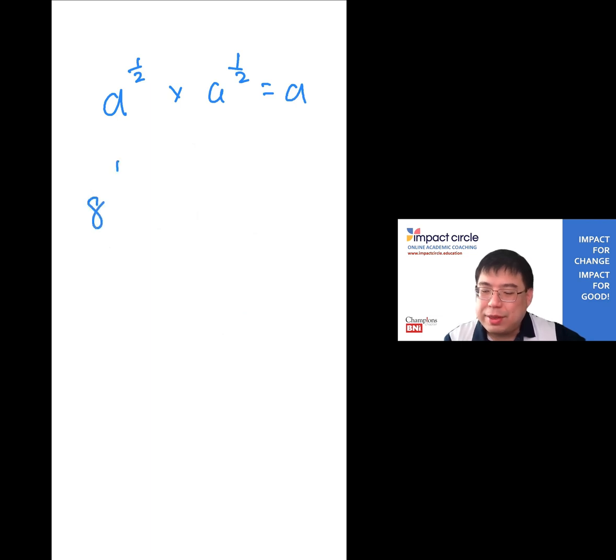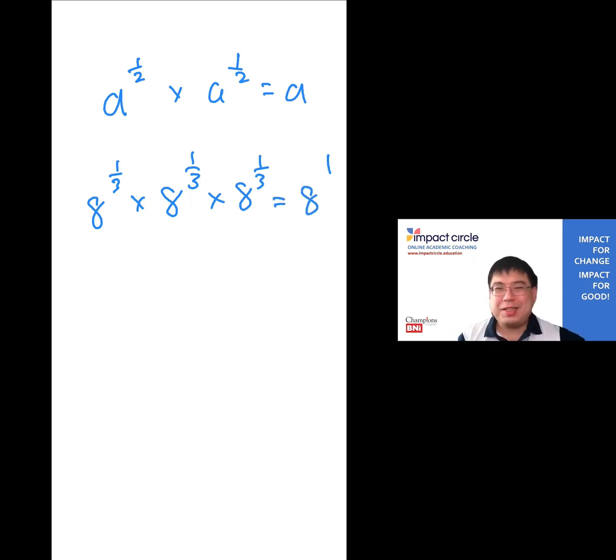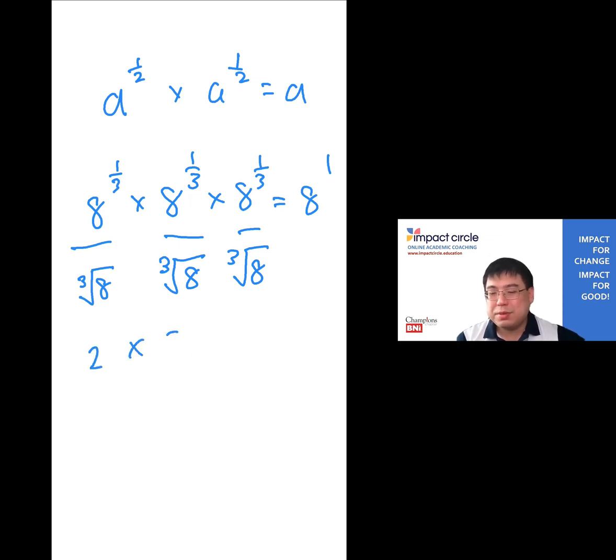Okay, now how about if it's 1/3 instead, right? Let's say you have 8 to the power of 1/3 times 8 to the power of 1/3 times 8 to the power of 1/3. And now you need 3 copies to give you 8 to the power of 1, right? Because 1/3 plus 1/3 plus 1/3 is equal to 1. So you need 3 copies multiplied together now, right? So each of these, what do they have to be? Okay, right? So yes, it has to be the cube root of 8. And what is the cube root of 8? Okay, so the cube root of 8 is an easy number. It's actually 2 times 2 times 2.